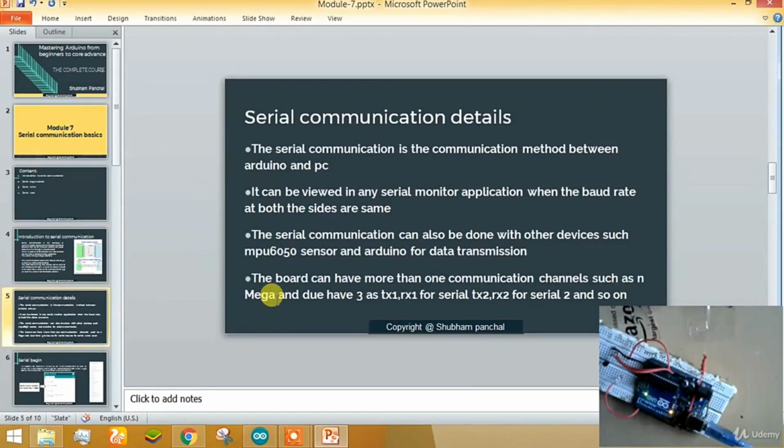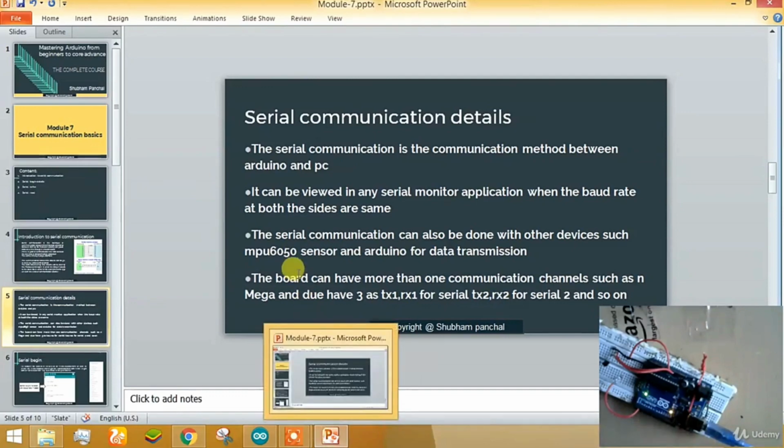You can see here that serial communication can also be performed with other devices, such as a sensor named MPU 6050, which communicates with the Arduino board with the help of serial communication and the I2C protocol also. You can see that the Arduino Mega and Due have 3 communication channels, RX1 TX1 for serial communication 1 up to RX3 TX3 for serial communication 3.